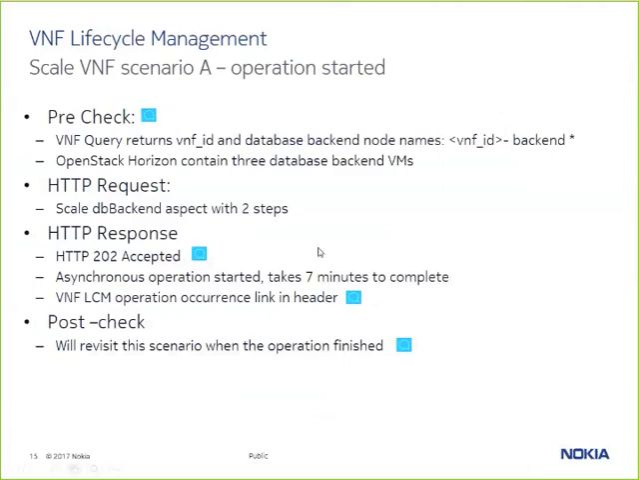Okay, so what we will do, we will issue a scale request on the DB backend aspect, and we will execute 2 steps. This is because when you are clustering database, it's all the time wise to have odd number of nodes. And what is the expected outcome? The expected outcome is that this is accepted, and since this takes 7 minutes to complete, we will only check that we have an operation occurrence link in the header and revisit the operation after it's finished. Okay, so let's do that. Let's go for scaling.